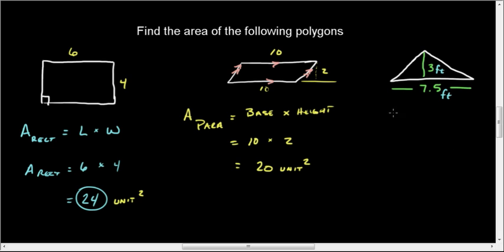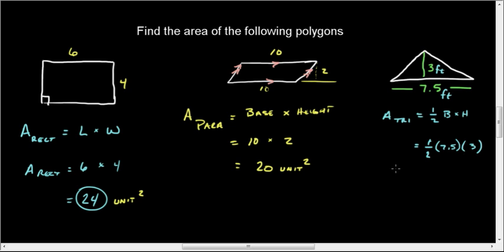This is a triangle, and so the area of a triangle is equal to 1/2 the base times the height. That's going to give me 1/2 times the base, which is 7.5, times the height, which is 3. Now I probably want to go ahead and put these into fractions to make it a little easier on myself.